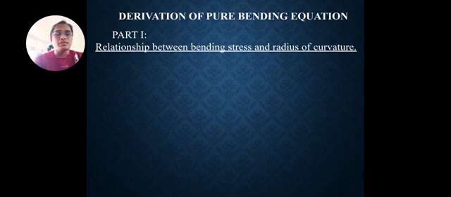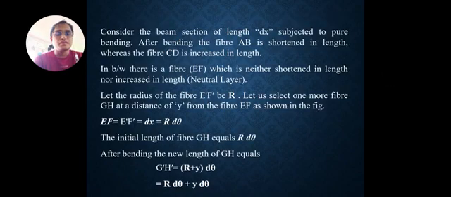Relationship between bending stress and radius of curvature. Now, consider a beam section of length dx subjected to pure bending. After bending, the fiber AB is shortened in length, whereas the fiber CD is increased in length. There is a fiber EF which is neither shortened in length nor increased in length, the neutral layer. Let the radius of fiber EF be R. Let us select one more fiber GH at a distance of Y from the fiber EF as shown in the figure.